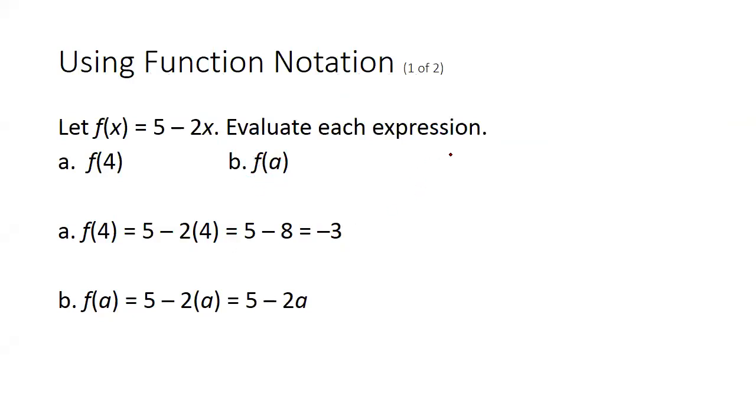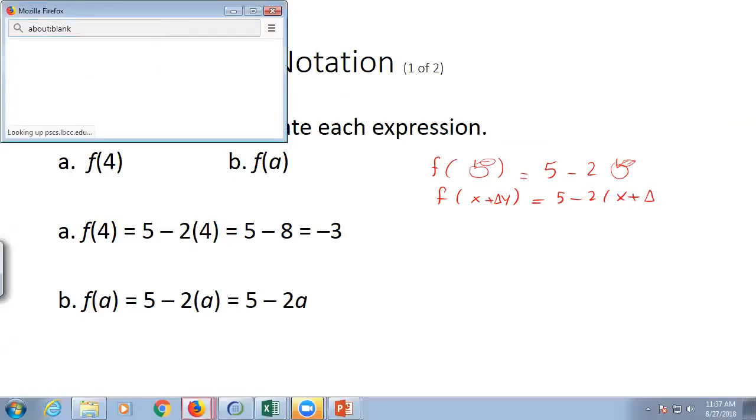You can find f of a symbol. Like if somebody asks you what's f of apple, it doesn't have to be a number. It could be a symbol. So here, f of apple would be 5 minus 2 times whatever that symbol is, apple. Okay? So I could have an expression. What is f of x plus delta y? Whatever that is, that's 5 minus 2 times x plus delta y.